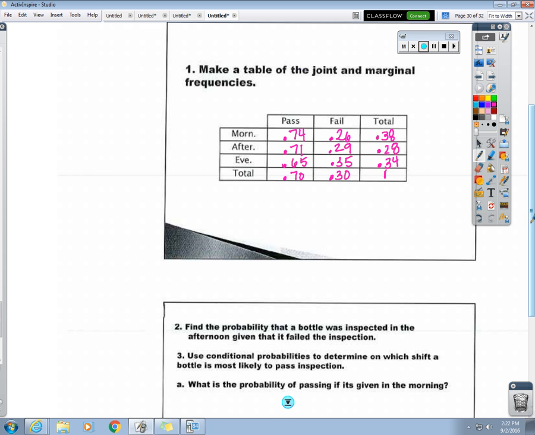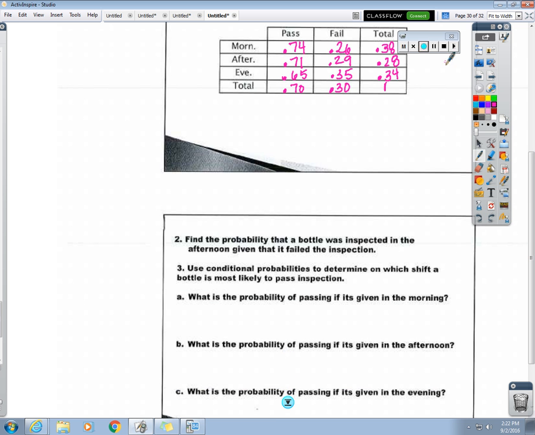Okay, now that we've filled out that table, now we can answer some questions about it. Find the probability that a bottle was inspected in the afternoon given that it failed the inspection.